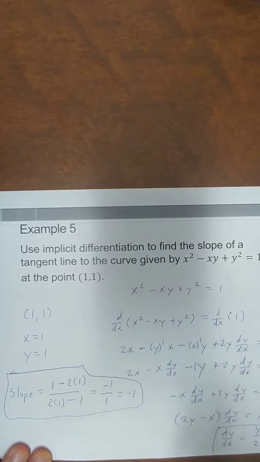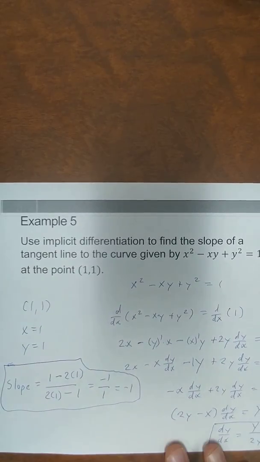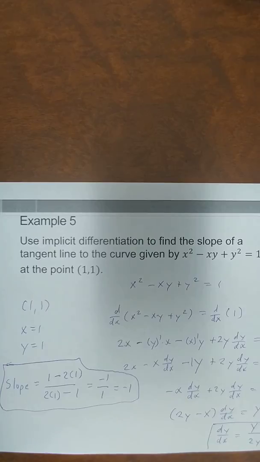So the slope of my implicit curve is negative 1. And that is the last example.